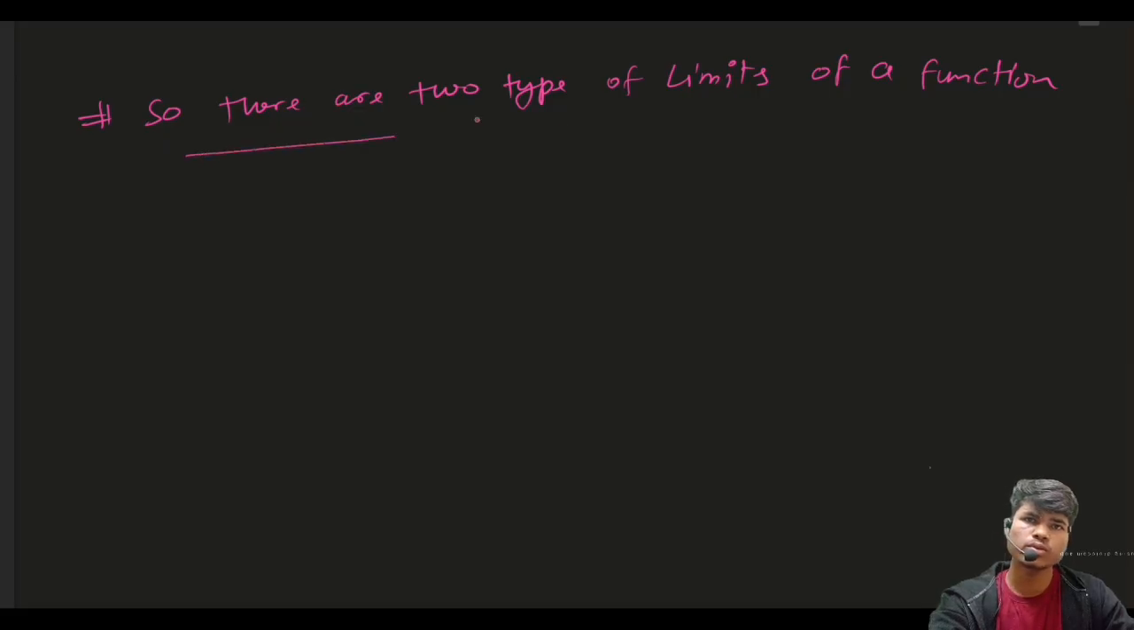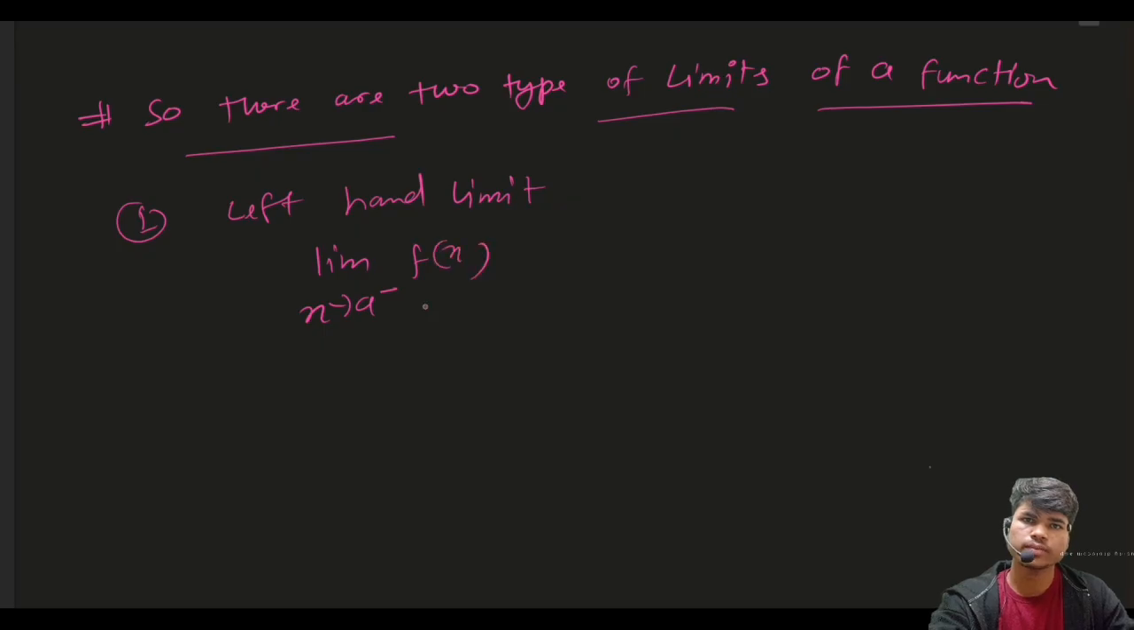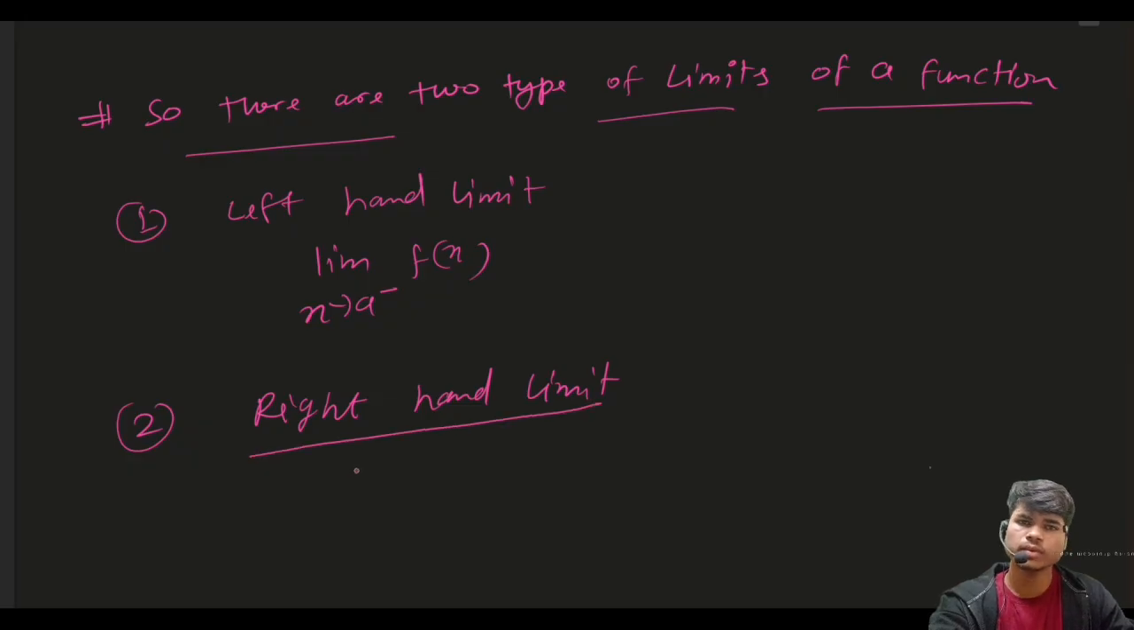So there are two types of limits of a function. First, the left hand limit. We will write this limit like limit x tends to a negative f of x. Second, the right hand limit. We can write this limit like limit x tends to a positive f of x.